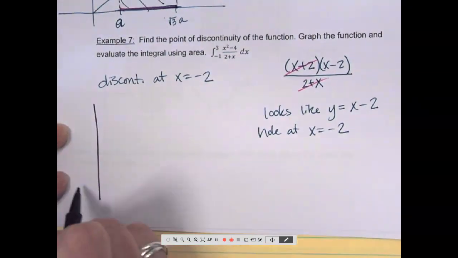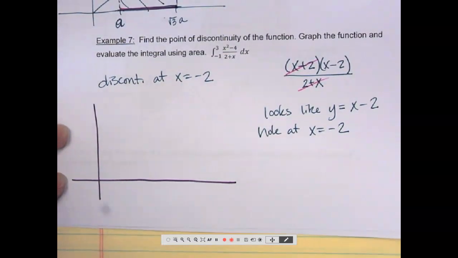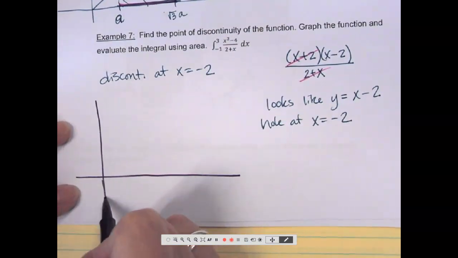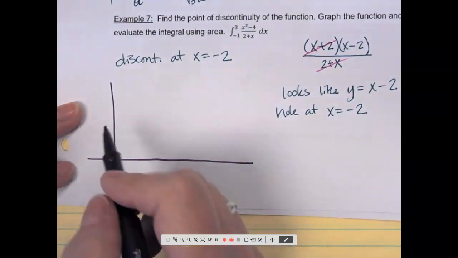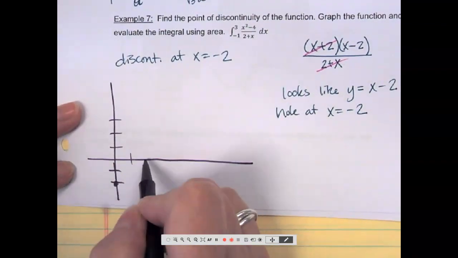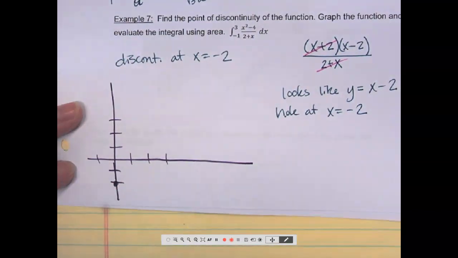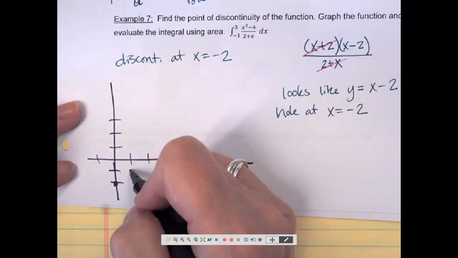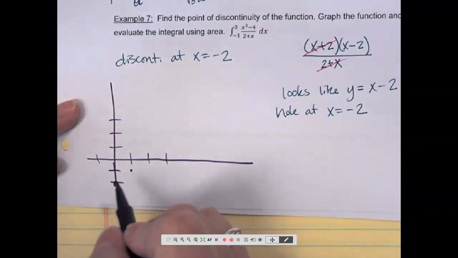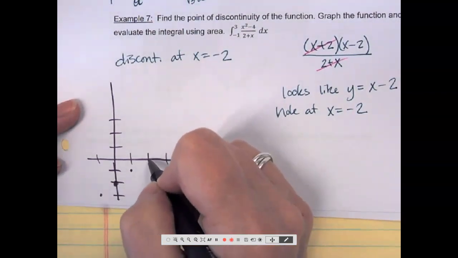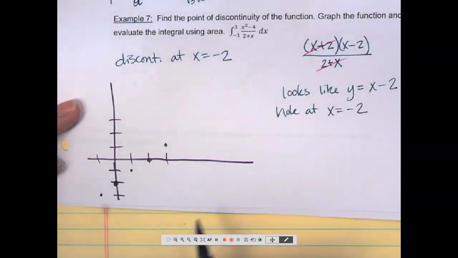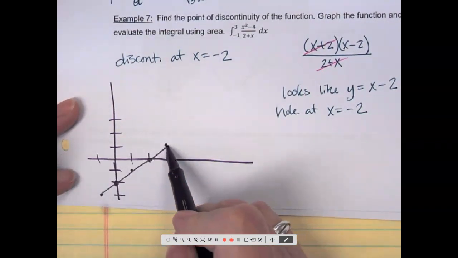Minus 2. Y-intercept. Okay, slope is 1. The hole is going to be over here, farther than we are graphing. So here's the line.